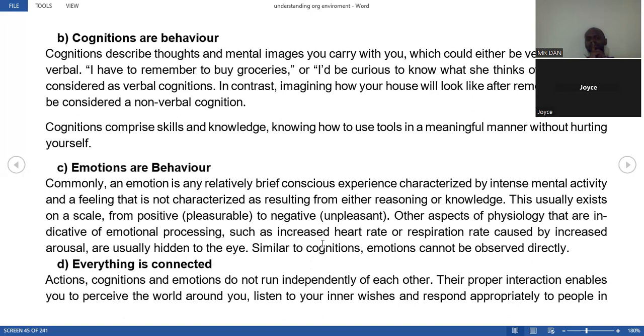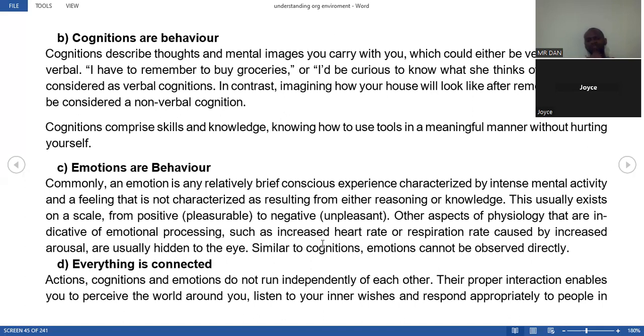Then we're also talking about emotions and behavior. And emotions, commonly, an emotion is any relatively brief conscious experience characterized by intense mental activity and feelings. So your feelings might lead you to behave in a certain way. For example, if you feel you are not satisfied, then you might react in a negative way. But if you feel maybe you are loved, there's a way you also behave.